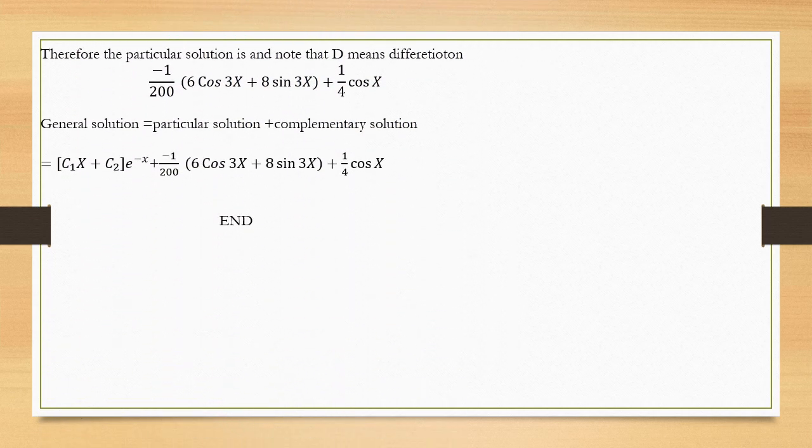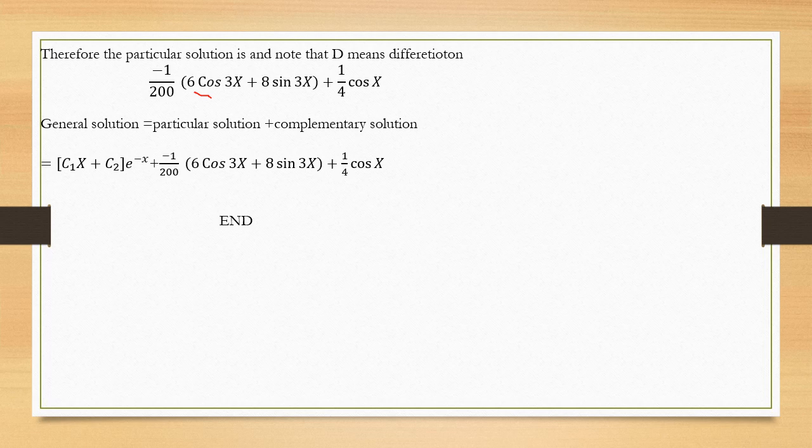Now, therefore, the particular solution will be negative 1 over 200. If we differentiate, that was 2D sine 3x, then it will be 2, then we differentiate sine 3x, we get 3 cos 3x. So 2 times 3 will give you 6 cos 3x plus 8 sine 3x plus that one.